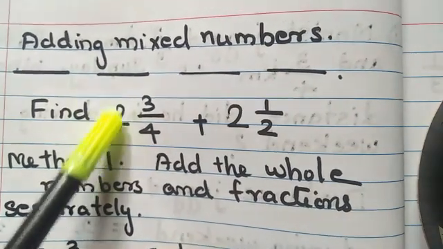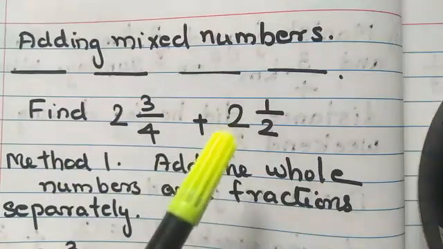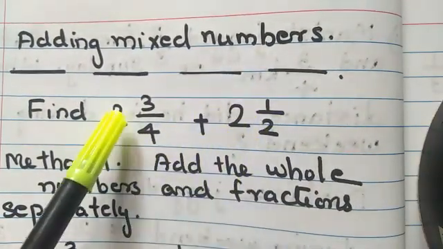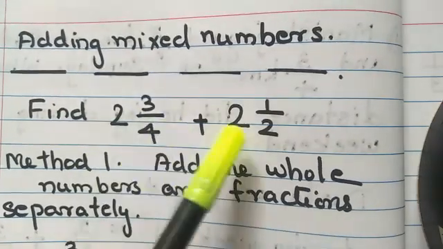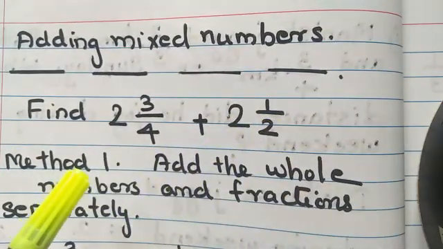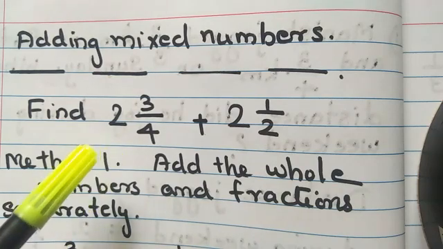This 2 is the whole number in this fraction. Here, this 2 is the whole number in this fraction. Whole number, fraction. Here also whole number, fraction. So, it is a mixed fraction or mixed number.